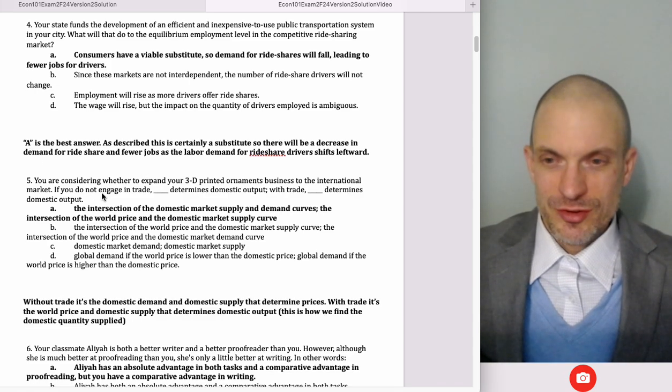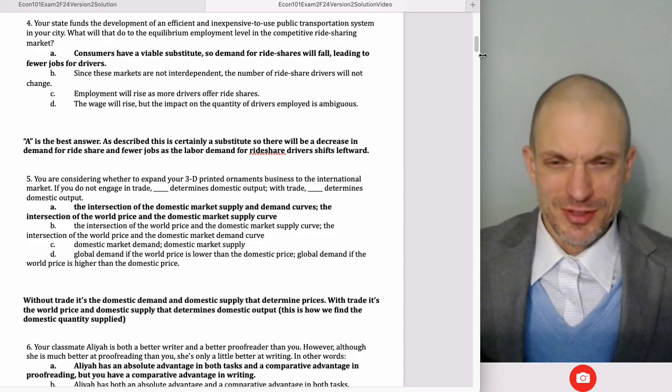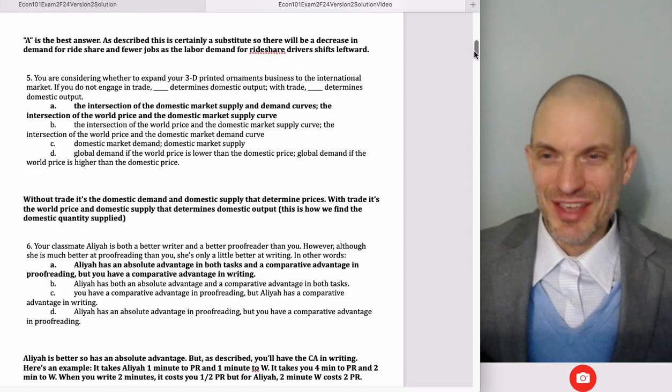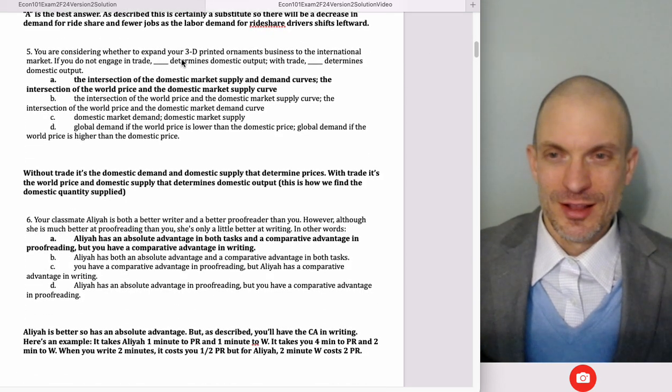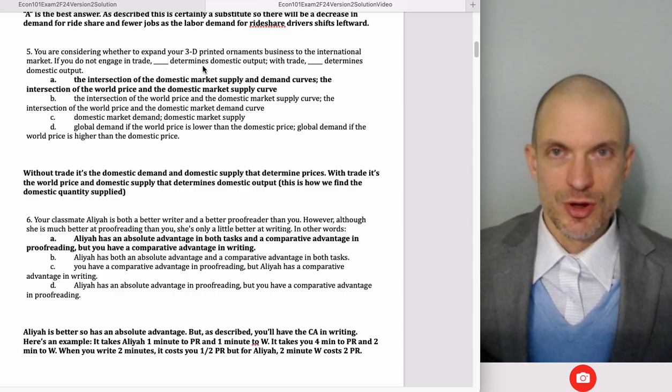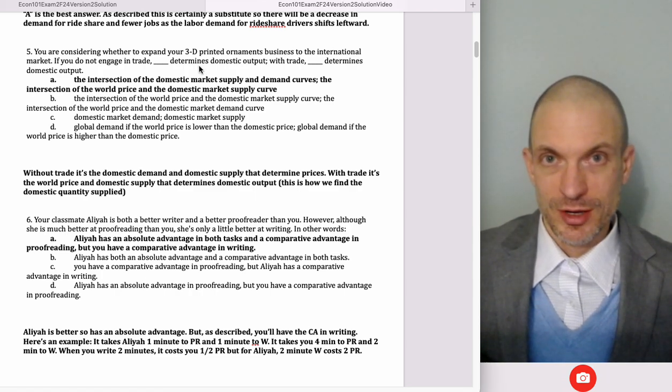You're considering whether to expand your 3D printed ornaments business to the international market. If you do not engage in trade, blank determines the domestic market output. With trade, blank determines the domestic market output. And so what we're interested in doing is thinking about how the domestic market output changes when we go between trade and no trade? And also we have to remember what's going to measure domestic market output.